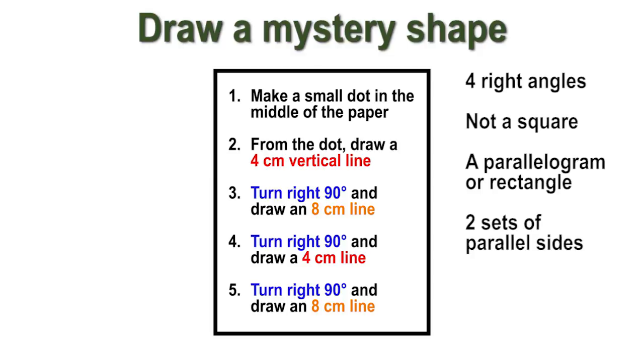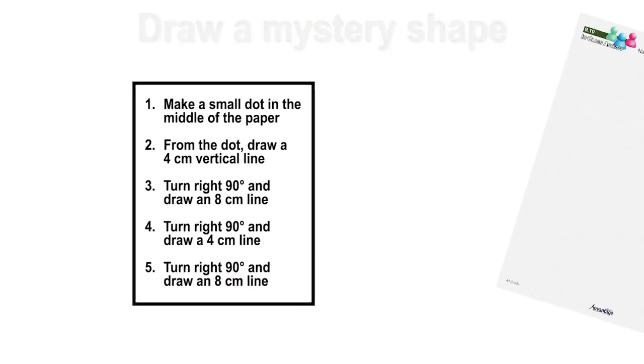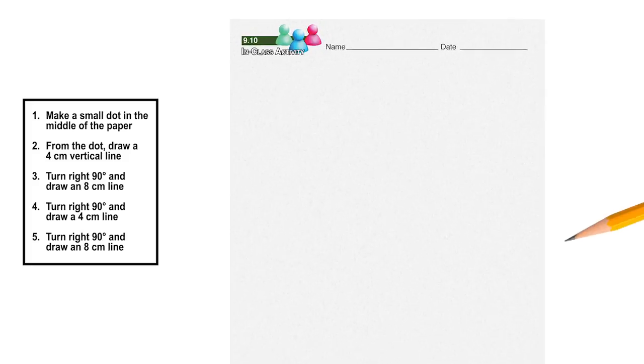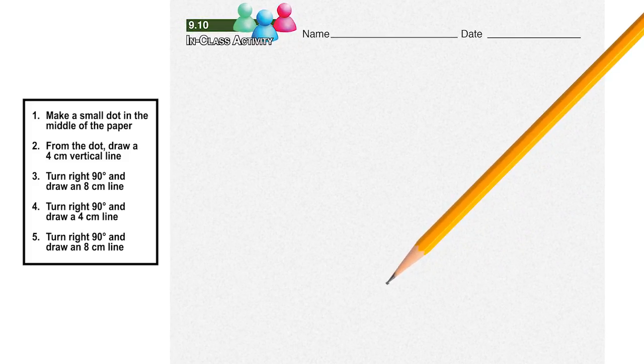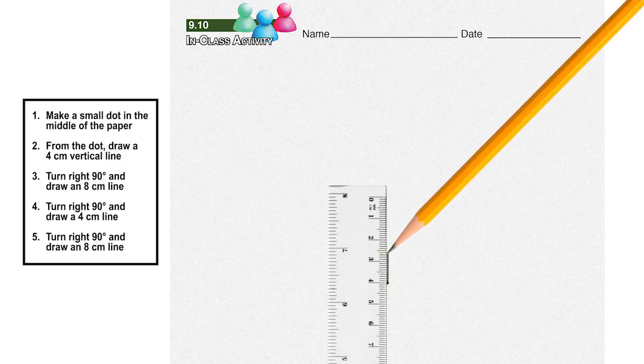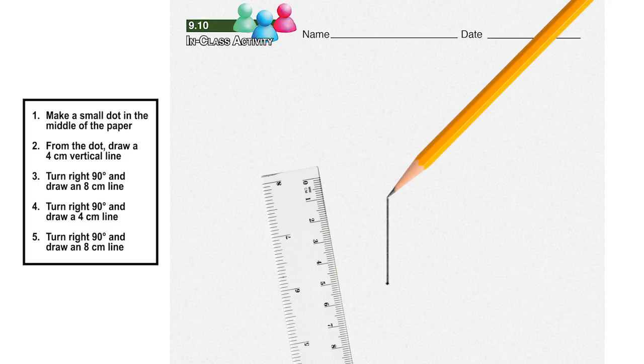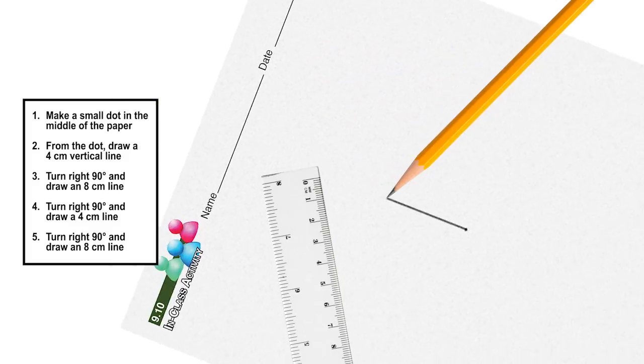sets of parallel sides. Although reasoning about the shape is the main focus for this lesson, let's try to draw the shape with the correct angles to see if we can determine the shape. First, make a small dot in the middle of your paper. Using this dot as the starting point, draw a line segment measuring 4 centimeters. From the right end point of this line, turn the paper 90 degrees.